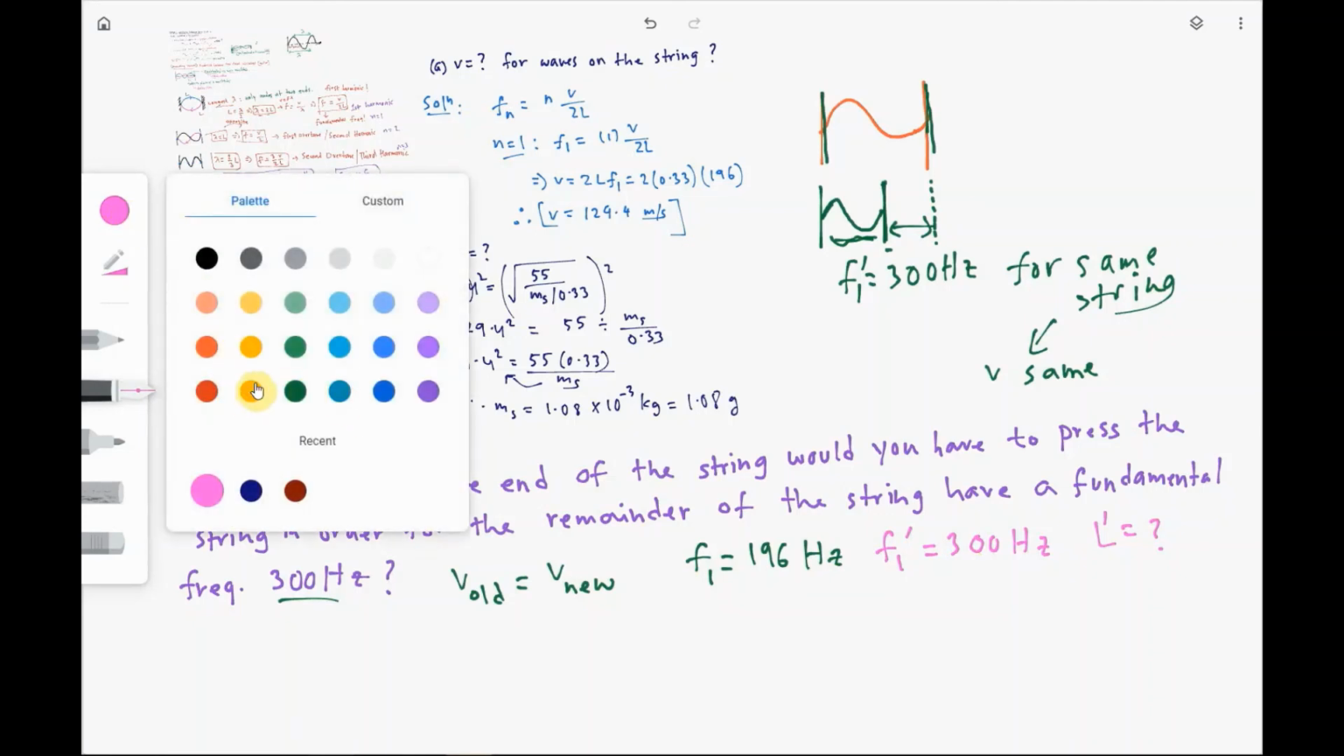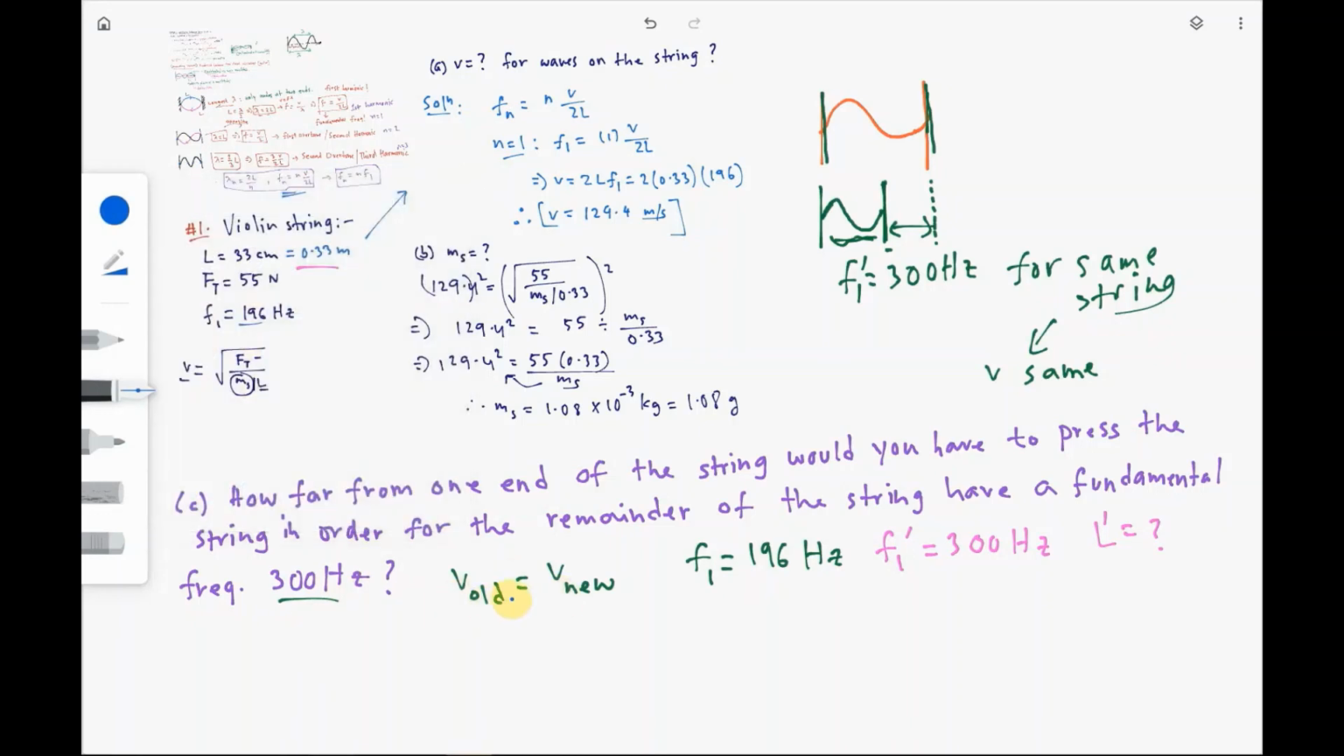So let's go ahead and solve this problem. We know that the old speed and the new speed are the same, and speed is given by f lambda. So f1, the old frequency, times lambda 1, the old fundamental wavelength, equals f1 prime, the new fundamental frequency, times the new fundamental wavelength. Wavelength and frequency have expressions given to us, so let's rewrite them here. Lambda n is equal to 2L over n, while Fn is equal to n times v over 2L. Now, using what is given, we keep F1 to be 196, and lambda 1 is just 2L over 1, so it's just 2 times the old length, which was 0.33.